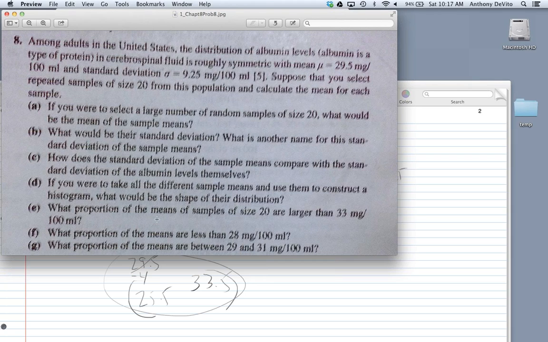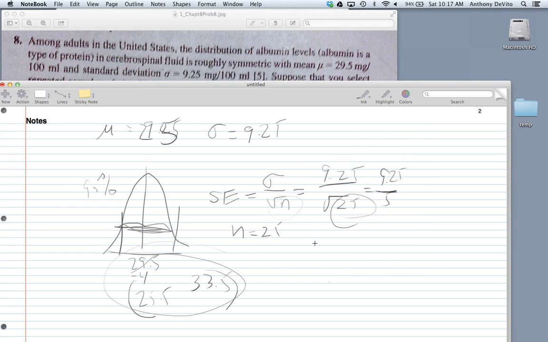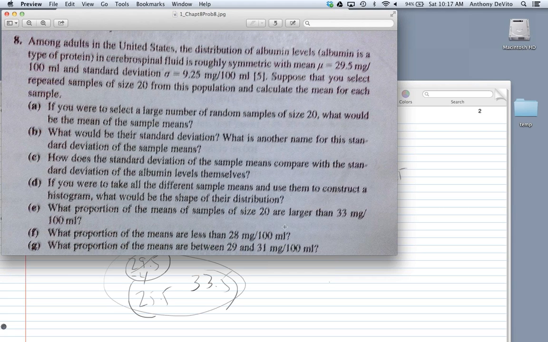We went through that. What proportion of the means of sample size 20 are larger than 33 milligrams per 100 liters? I'm going to do this with my version of this. In my version, the standard error was equal to, I'm going to round it to 2 to simplify it for ourselves. My mean was 29.5. My standard error was equal to 2. So I want to know what percentage of the means are larger than 33 milligrams.